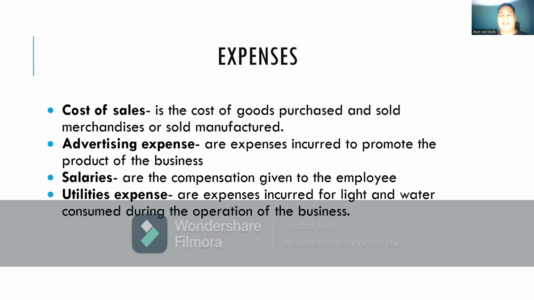Utilities expense are expenses incurred for light, water, and the like, consumed during the operations of the business. During our face-to-face, we actually explained the utilities: the water, the telecommunications, and the light. Those are the considerable account titles when we are trying to interpret and record to the journal.